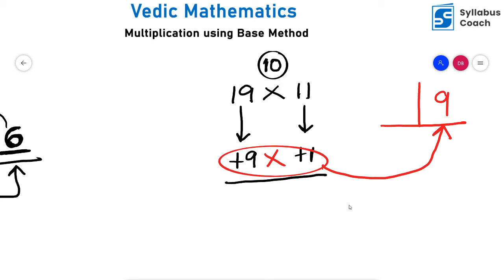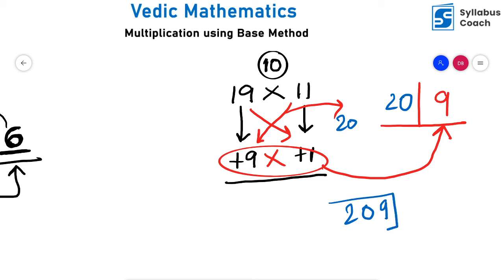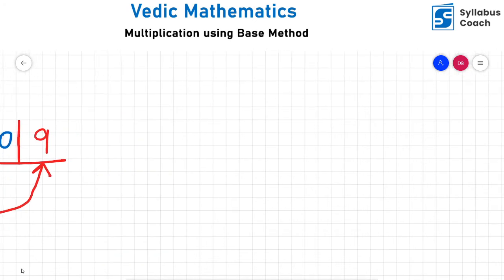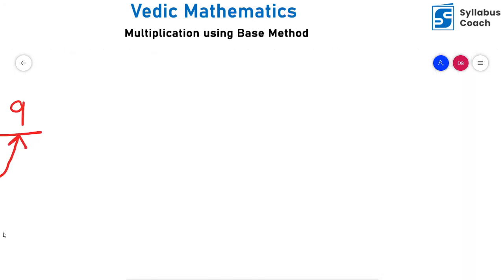Now, what is the answer for this left hand side section? You can either take 19 plus 1, or you can write 11 plus 1. In any case, you get 20 as the answer for the left hand side section. Therefore, the answer to this question is 209. Hope you are clear with this example. Let's take a few more examples and make it much clearer for all of you.